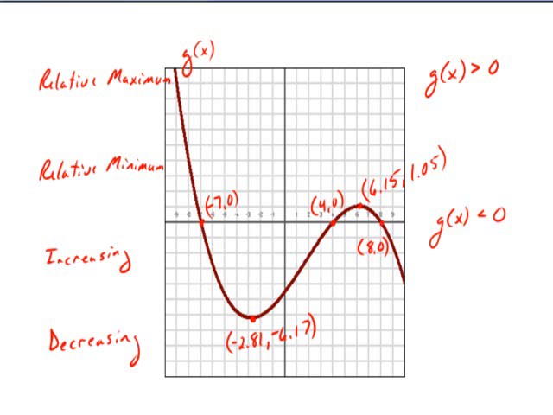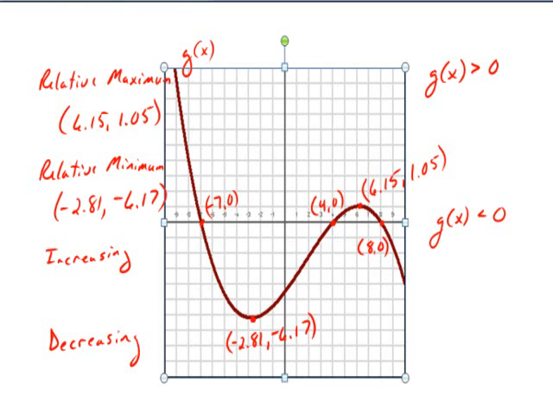In this curve, we can see that there's a peak at (6.15, 1.05). So we have a relative maximum there. We have a lowest point for part of the curve at (-2.81, -6.17). Notice that these points are not the absolute maximums or minimums, because the curve goes up and down forever, but yet they're relative to the points around them.